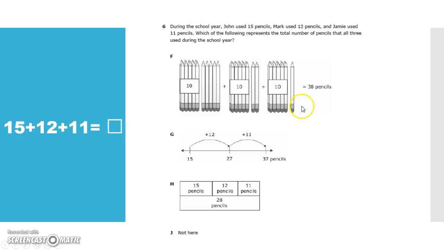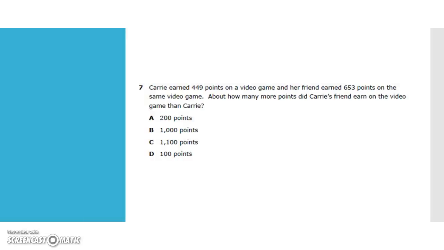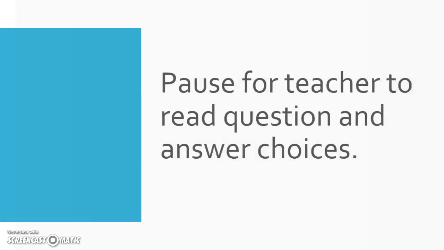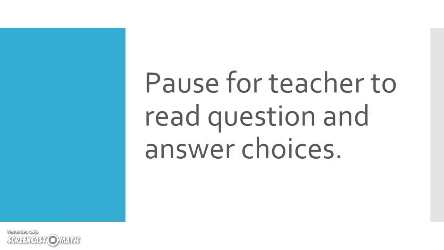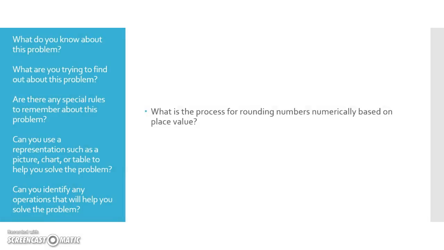Now I'll look at all these 3 different models to determine which one shows the correct model of 15 plus 12 plus 11 and came up with the correct answer. Is it 38 pencils, 37 pencils, 28 pencils, or J, not here? Question number 7. We'll take time to read the question and the answer choices aloud, and then pause for the guided questions and classroom discussion.